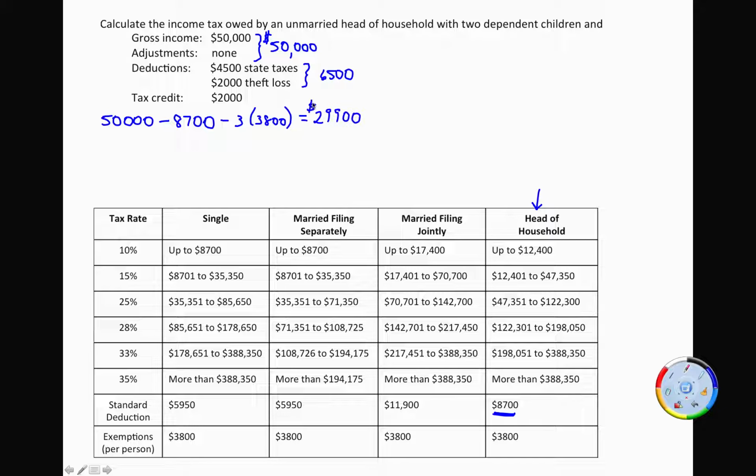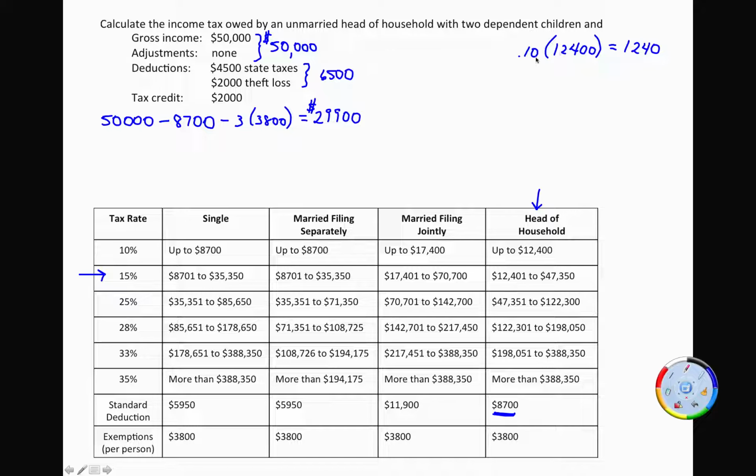$29,900 for this guy's taxable income. So if I'm looking at head of household, he's also in the 15% range. His first $12,400, he only has to pay 10% taxes on. So that is $1,240 in taxes he owes so far.